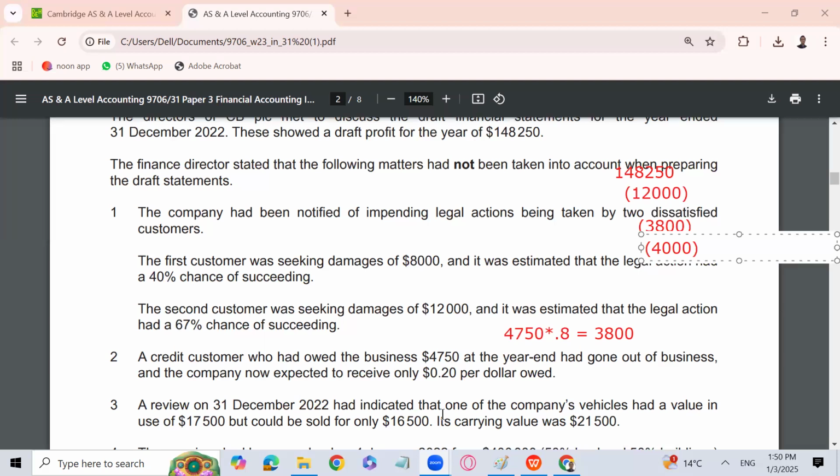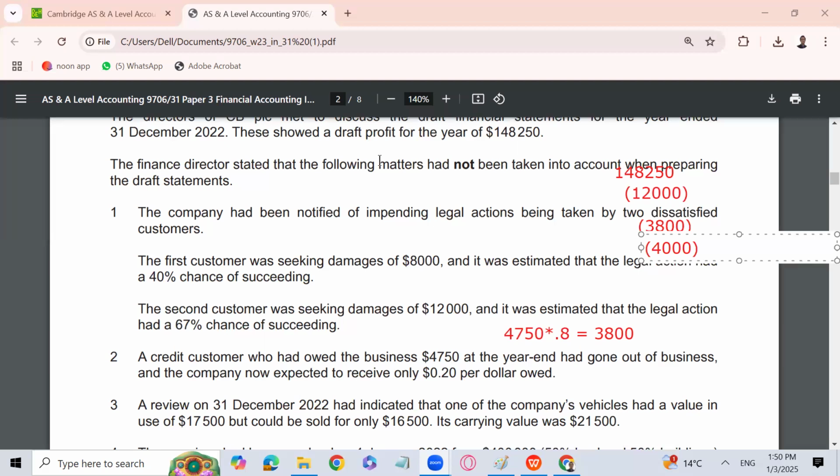A review has indicated the vehicle had a value in use of 17,500 and could be sold. So that is the fair value minus cost to sell. The higher of fair value minus cost to sell and value in use is the recoverable amount, and the carrying amount is more than the recoverable amount. So that is going to be the impairment loss.